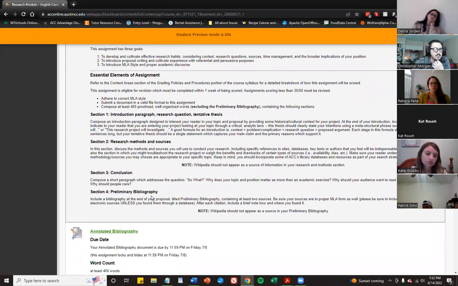I'm looking for a four-section paper. So this is the structure of your proposal. I'm looking for paragraph one to be an introduction to your topic. It states your research question and offers some kind of tentative thesis statement, your tentative statement that answers your research question, right? What should or should not be the case. Paragraph two is a brief paragraph that describes your research methods and sources. Paragraph three is a conclusion. Those three paragraphs form the core of your structure: intro, one body paragraph that talks about sources and methods, and then a brief conclusion that sort of answers the question of, so what? Why is it important?